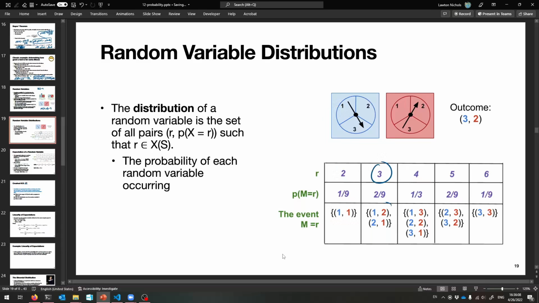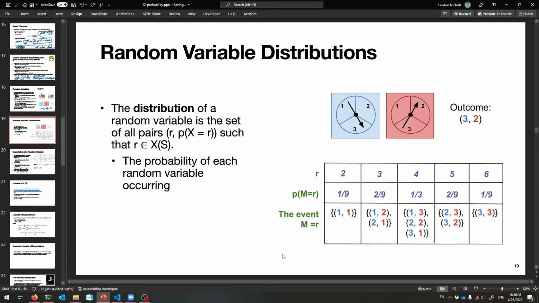There are 2 ways, though, to get 3 on your spinners. This one can be 1, this one can be 2, or this one can be 2, this one can be 1. 2 outcomes there. There's 3 ways to get 4 on your spinners. Here are all the possible outcomes. Does that make sense? 2 outcomes to get 5, 2 outcomes to get 6. Now once you know all the possibilities, there are 9 possible outcomes, and for this event of it being 2, there's only one of those. So it's a 1/9 chance that your random variable ends up set to 2, for example.